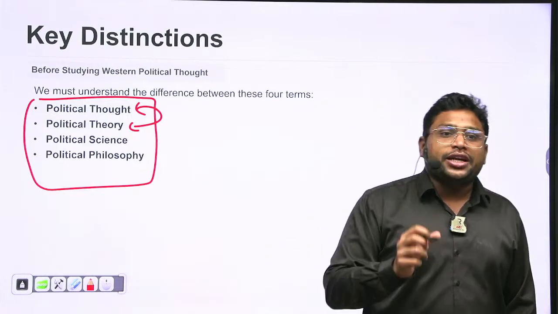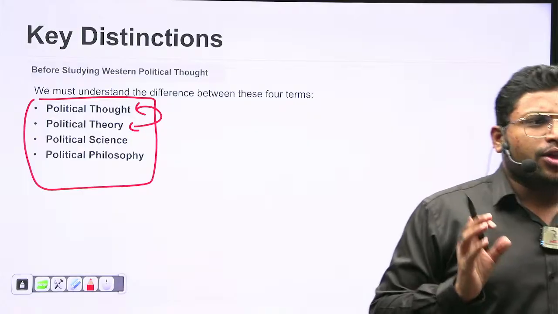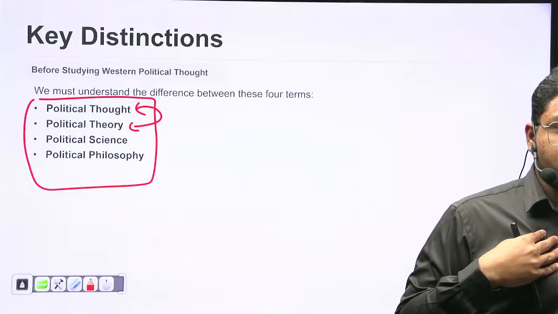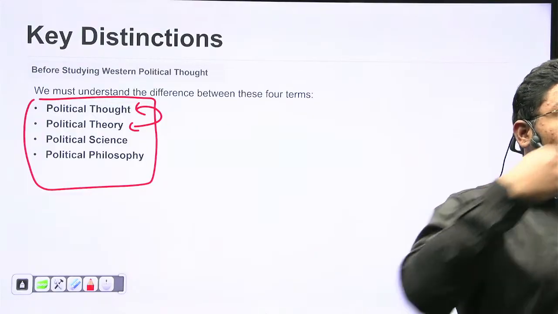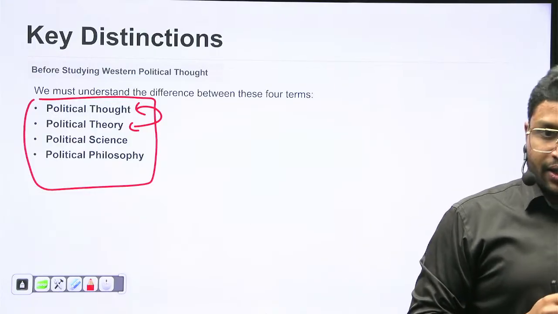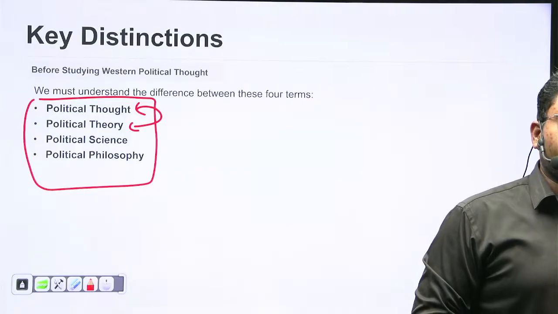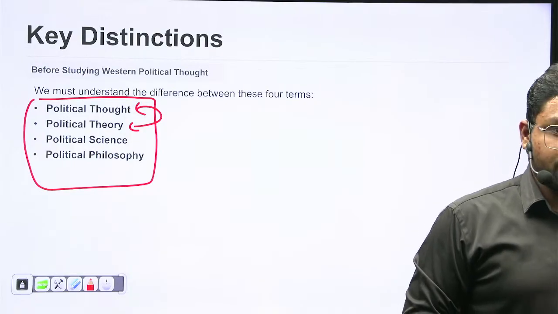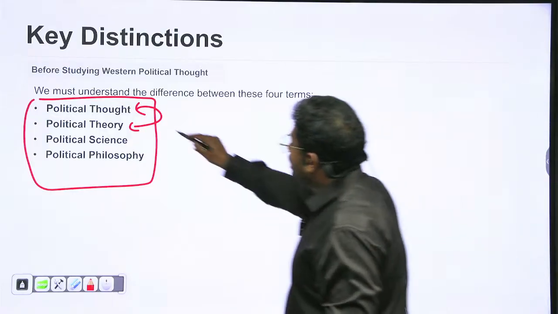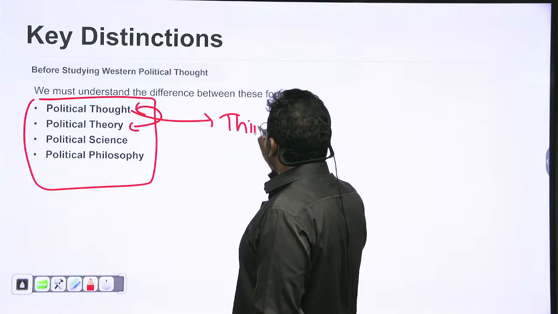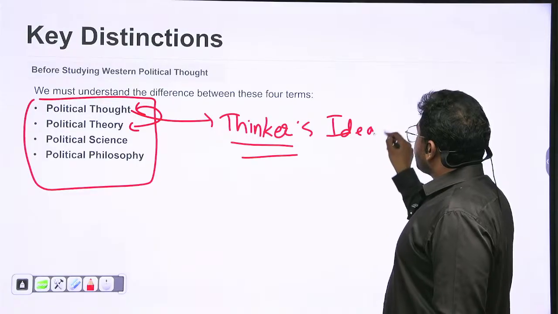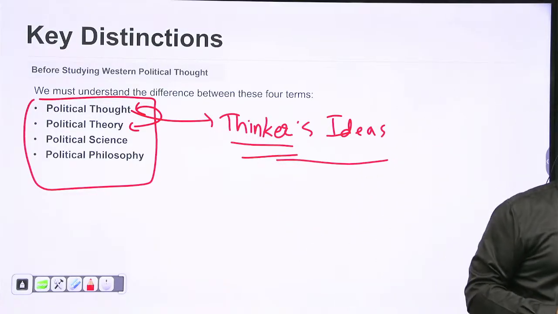So when I say political thought, let's think in a simple manner. It's the thought of someone. I can have my thoughts about this institute, my thoughts about humans, my thoughts about nature, my thoughts about politics. Clear? So my thoughts about politics, those are political thoughts. And political thoughts will be of someone. Clear? So can I say political thought is about a specific thinker's ideas with respect to politics? Can I say that?